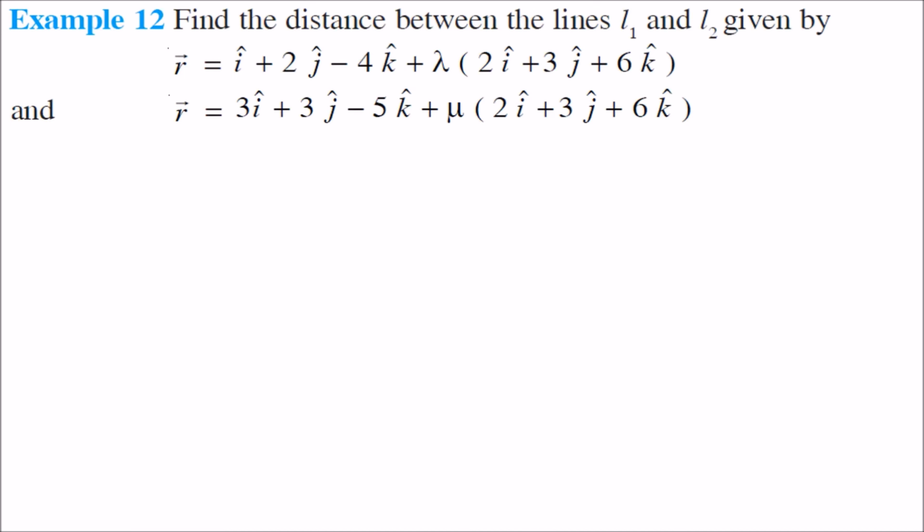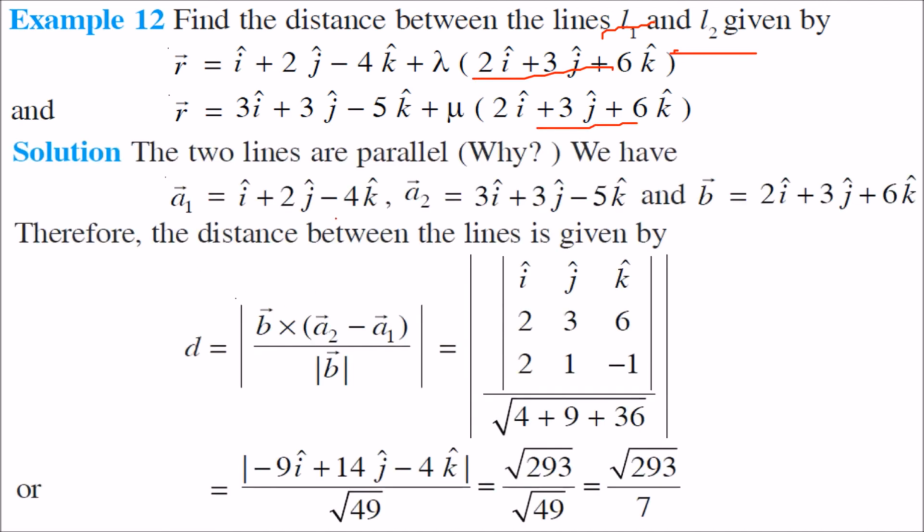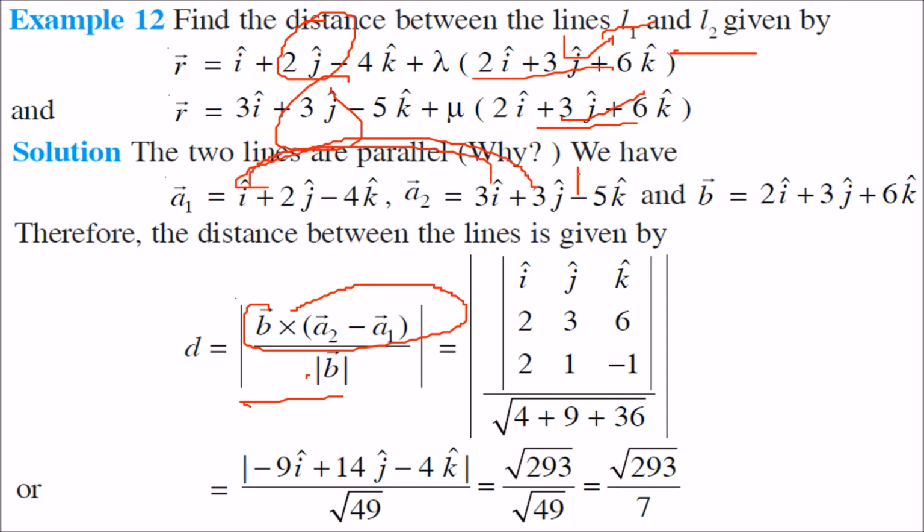Now find the distance between the lines L1 and L2, which is given by this. See, here this B1 and B2 are equal. That is, these lines are coplanar. So we'll use this formula, B cross A2 minus A1 by the magnitude of B. So A1 here is this, A2 is this, and these are B. So just place it here. You can easily find this B1, A2 minus A1 first: 3 minus 1, 3 minus 2, and minus 5 minus 4 will come here, and this is 2, 3, 6. This is of course the B, and A2 minus A1 will come here. Just find it out. I hope that you'll be able to do it.